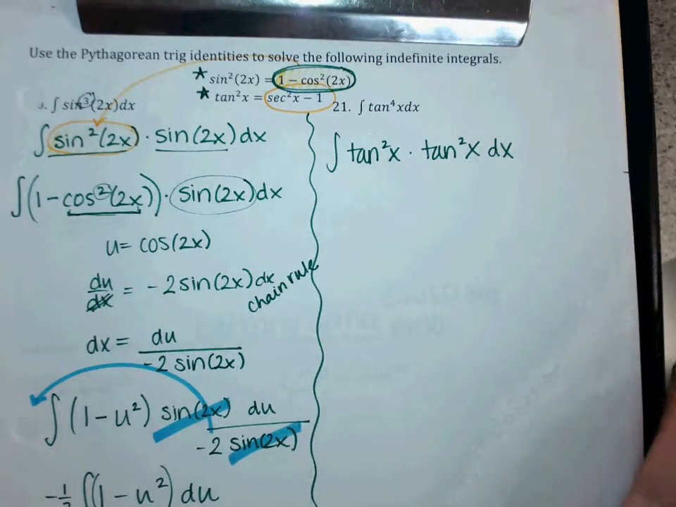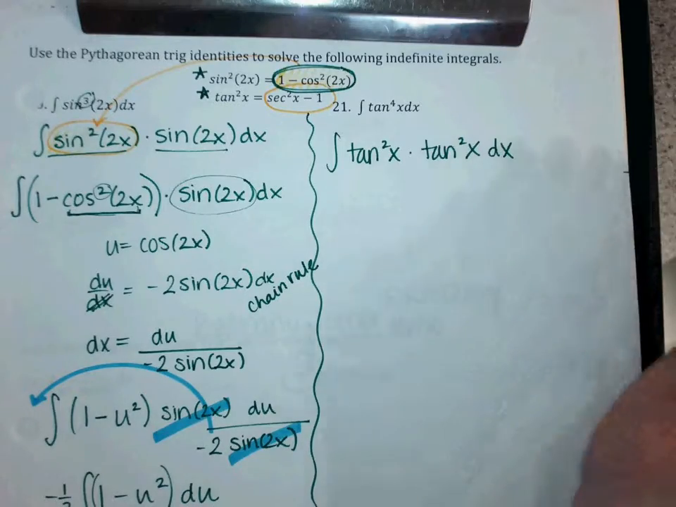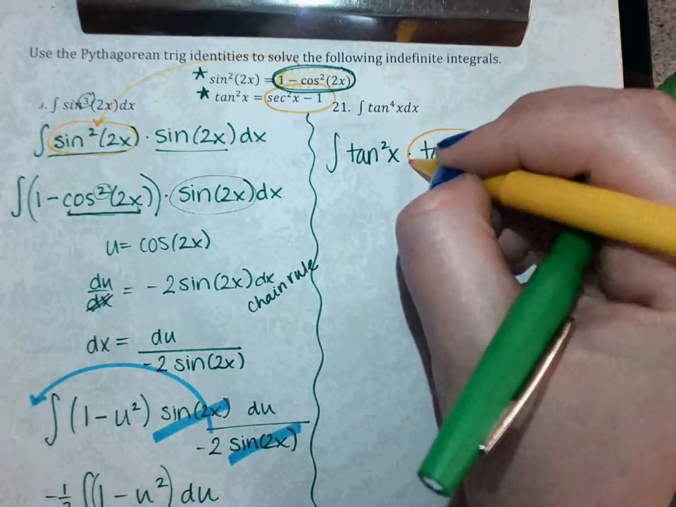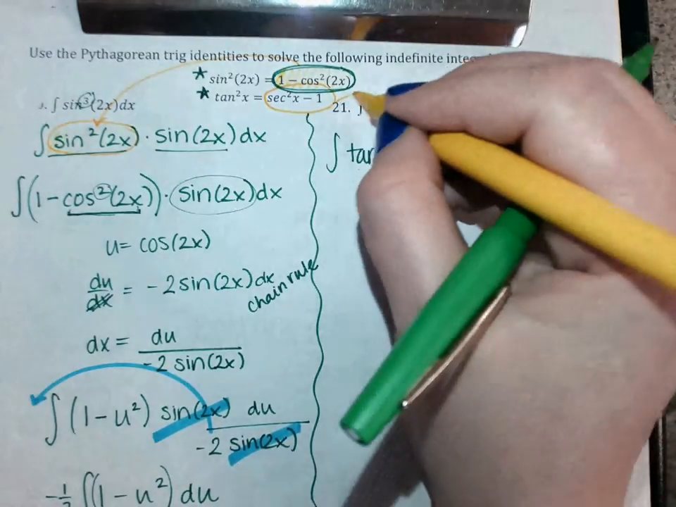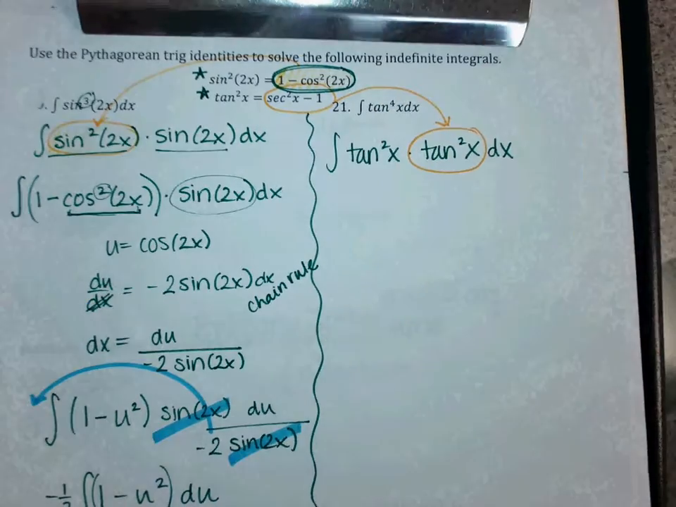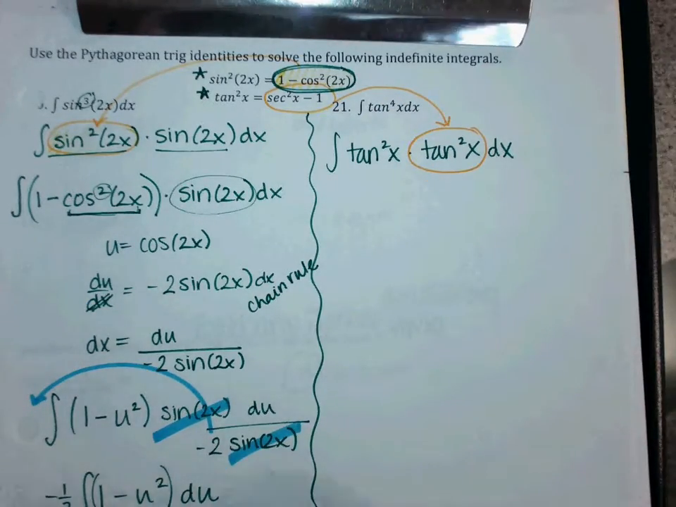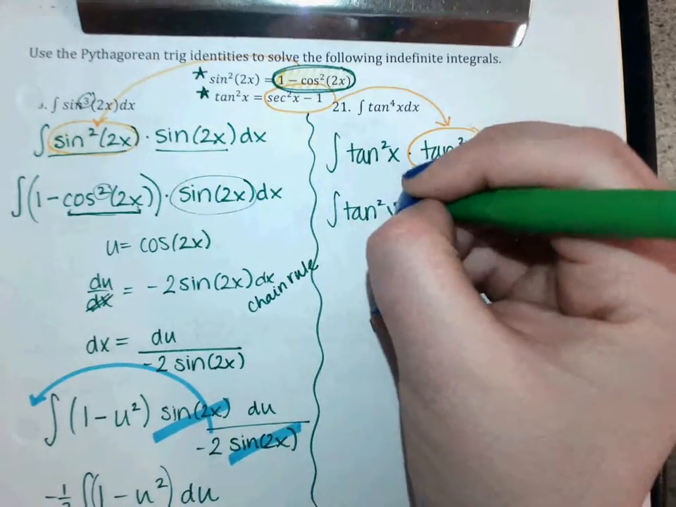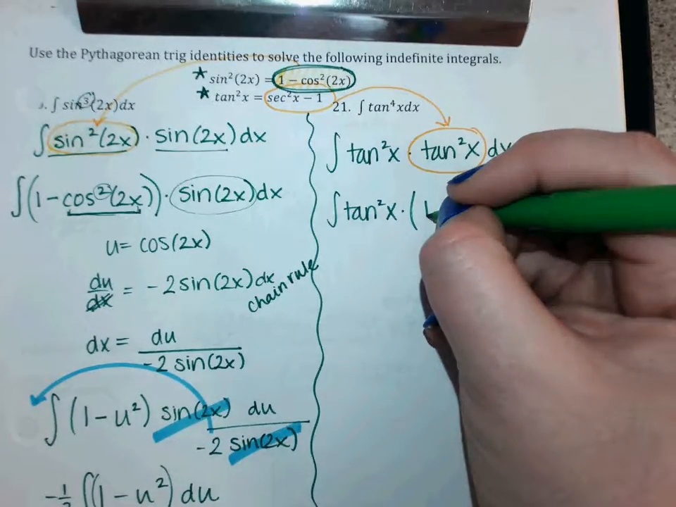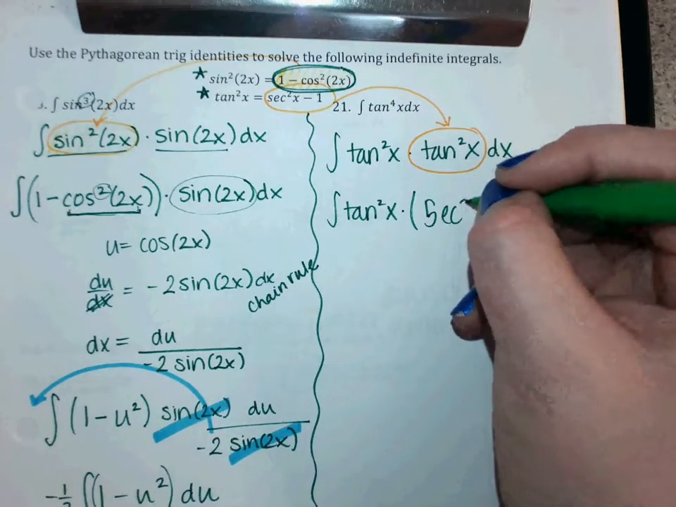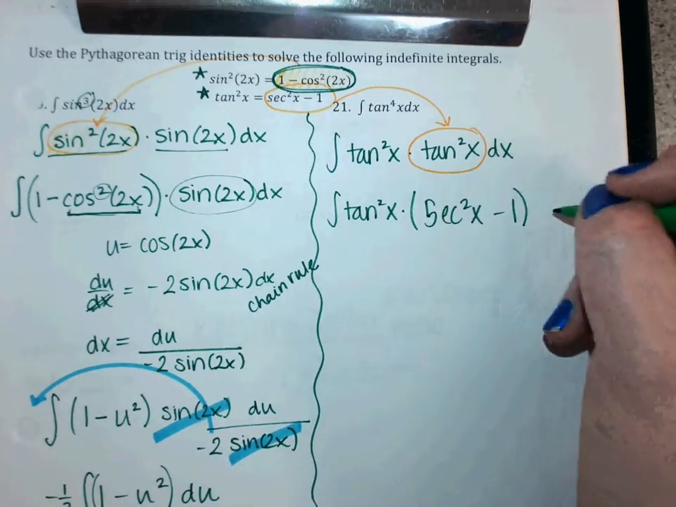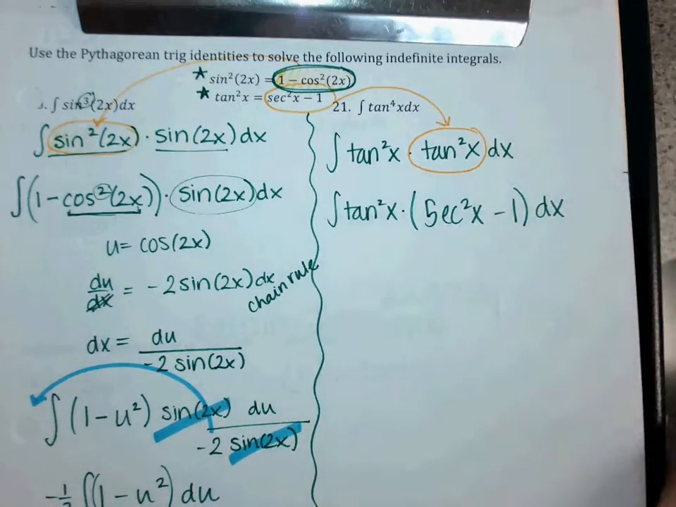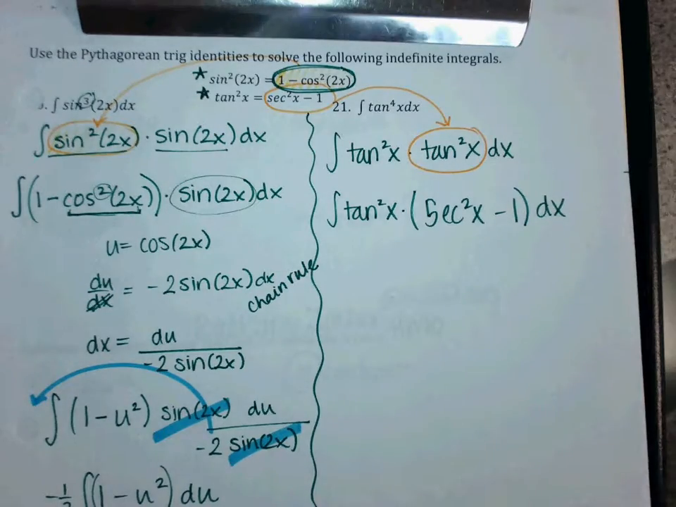So I'm going to take one of the tan squareds. It really doesn't matter which one. I'm going to happen to use this one. And I'm going to take the tan squared out, and plug in the secant squared x minus 1. So I now have this: tan squared x times secant squared x minus 1 dx. Okay? So far, so good?